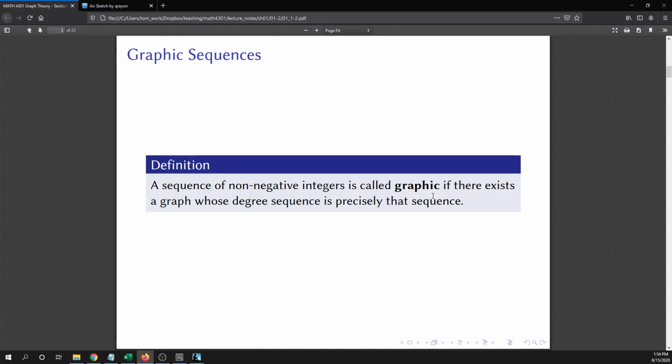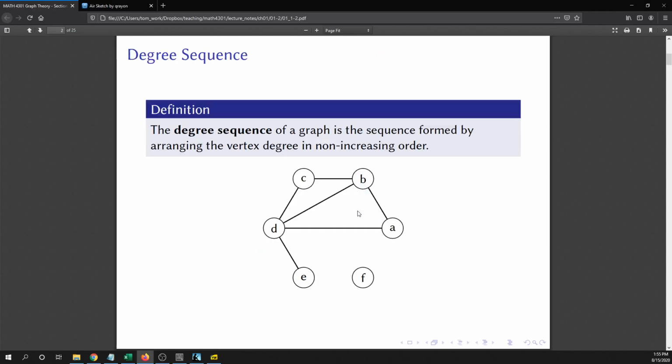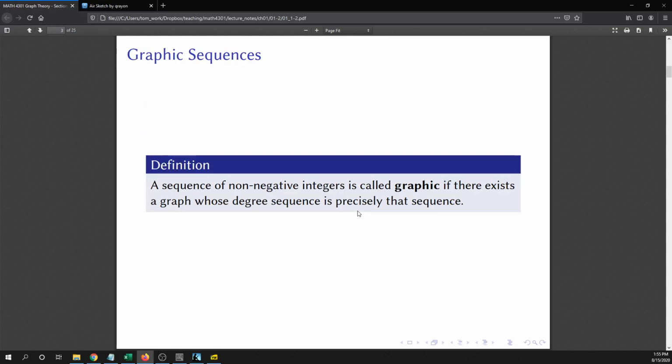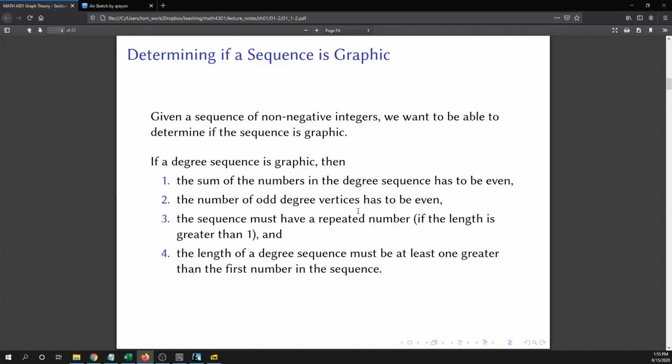So one question that you could ask is: given a sequence of non-negative integers, is there a graph whose degree sequence is precisely that sequence? Again, you would have to rearrange it in non-increasing order. A sequence of non-negative integers is called graphic if there exists a graph whose degree sequence is precisely that sequence. So what we want to do is look at the degree sequence and figure out whether or not there is a graph with that degree sequence.